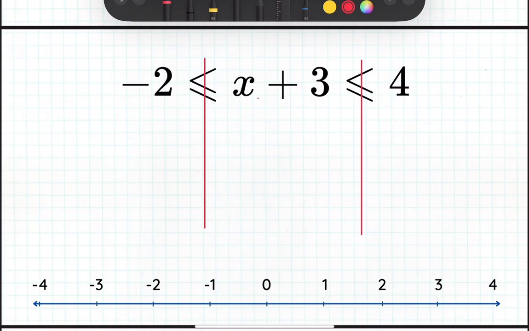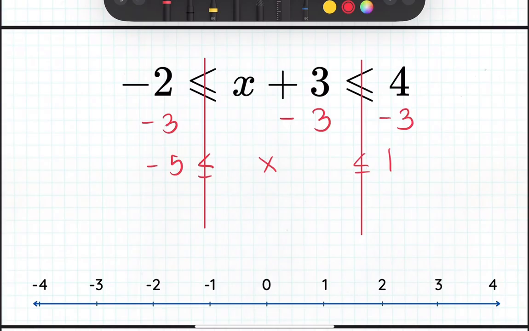Here, in order to isolate x, I need to subtract 3 because it's being added. So I'm going to subtract 3. And what you do on one side, you always have to do to the other. So since I have a side over here and a side over here, I need to subtract 3 from both those sides. So I do -2 minus 3, which is -5, less than or equal to x, less than or equal to 4 minus 3, which is just 1. And that's it. This is our compound inequality, where x is in between -5 and 1.